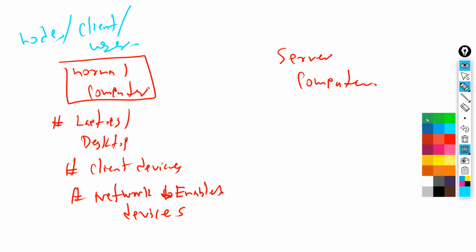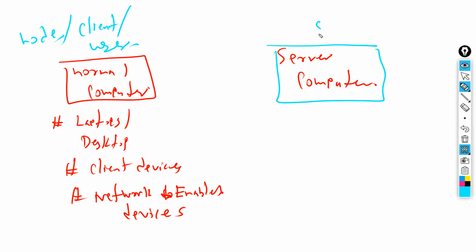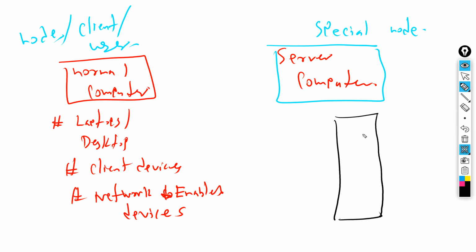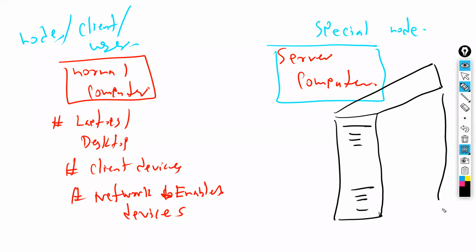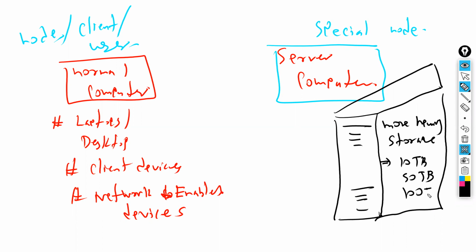And the server computer also is a node, but it's a special node. I will tell the specialty. The server computer is not like the normal computer. It's an advanced, powerful computer. It has more memory or storage capacity. For example, sometimes it goes to 10 terabytes, 50 terabytes, 100 terabytes of data storage. And another thing, you have a big RAM, like 64 GB.